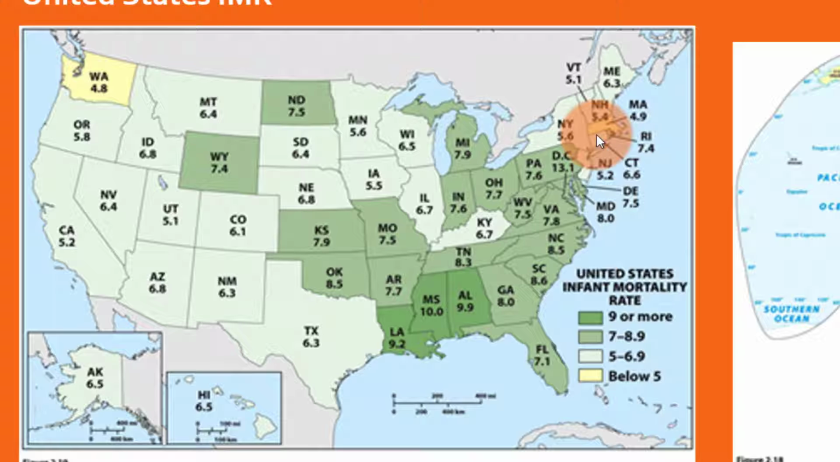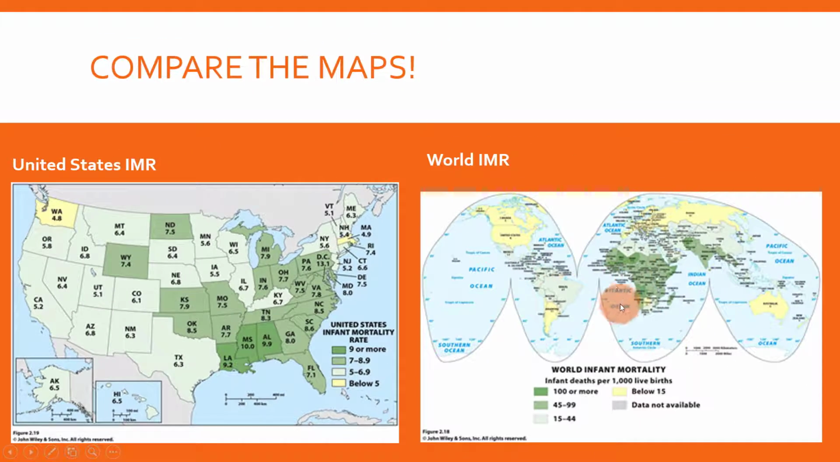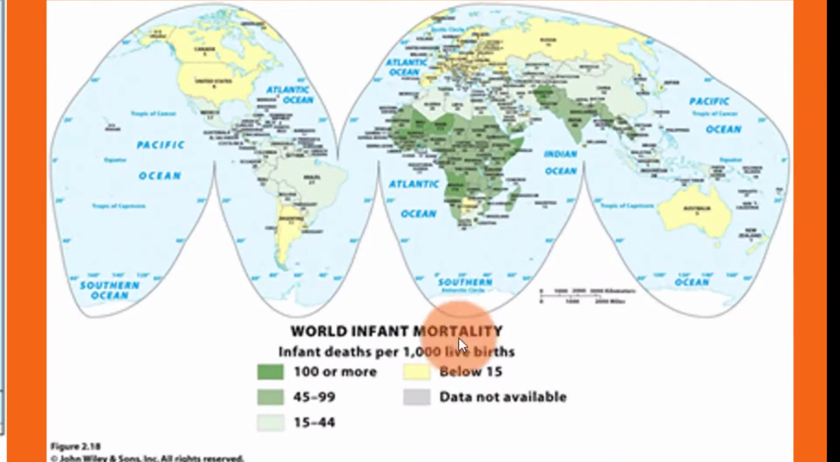So again, it all depends on political, social, and economic issues. Same thing here. Which one has the highest infant mortality rate? Tell me in the comments or in your EdPuzzle. All right, so if you said Sub-Saharan Africa and South Asia, then you're absolutely right.